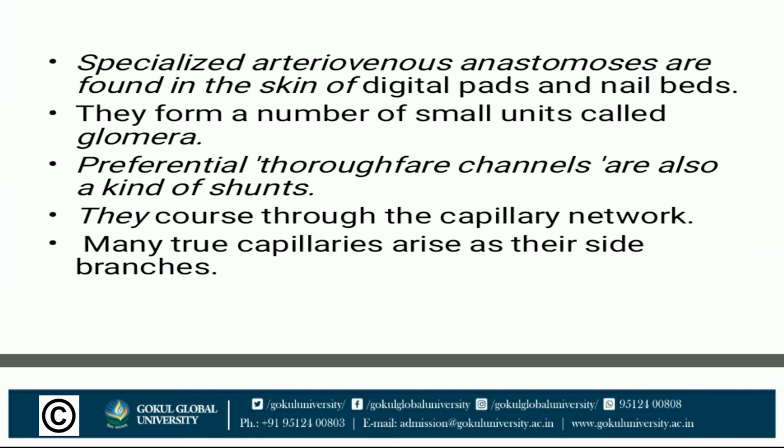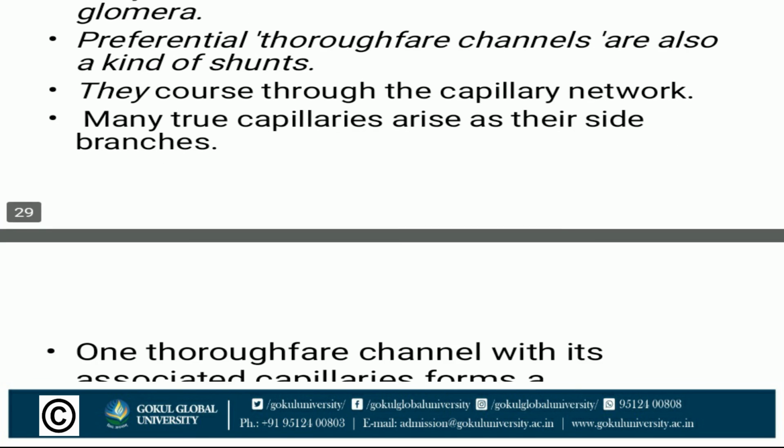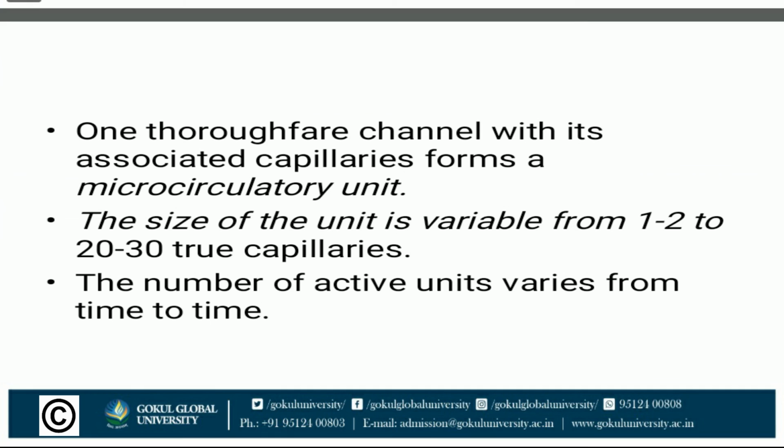They course through the capillary network. Many true capillaries arise as their side branches. One thoroughfare channel with its associated capillaries forms a microcirculatory unit. The size of a unit is variable, from 1 to 2, to 20 to 30 true capillaries. The number of active units varies from time to time.